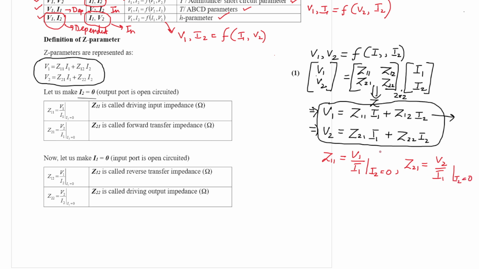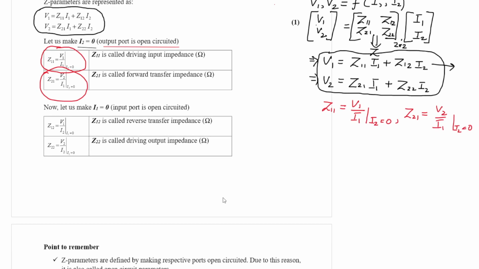Now these two equations are only true when I2 is equal to 0. So it is a must to make the output port open circuited. Output port you must make it open. So Z11 becomes V1 by I1 with I2 is equal to 0, and Z21 becomes V2 by I1 with I2 is equal to 0. So these are the definitions of Z11 and Z21.